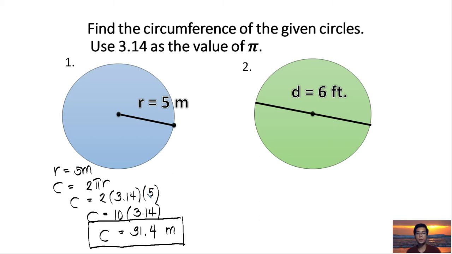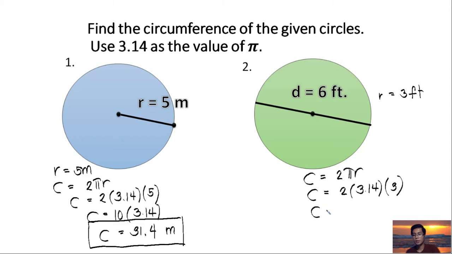Now, punta tayo sa number 2. Sa number 2, ang given diameter. Ang diameter natin ay 6 feet. So, kung ang diameter ay 6 feet, syempre, ang radius natin will be 3 feet. Radius po ang kailangan natin. Kasi ang gagamitin nating formula is C is equal to 2 pi r. So, substitute mo lang, C equals 2. Ang pi natin is 3.14. Ang radius natin is 3. So, C now, or circumference equals 2 times 3 is 6 times 3.14.